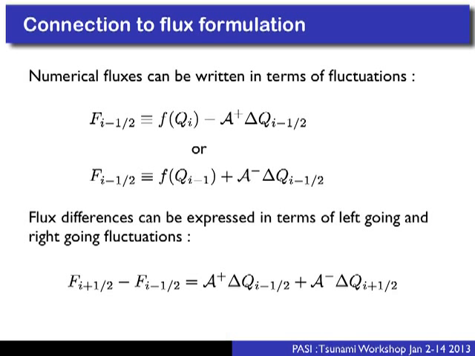So what is the connection to a difference of fluxes? In a finite volume scheme, we difference fluxes. Well, numerical fluxes can be written in terms of fluctuations, so I can write my numerical flux as f at the right state minus this fluctuation, or f at the left state plus the fluctuation. So in the case where we have a conservation law, our difference of fluxes is exactly this expression here. It's just that in our codes, you're going to see this instead of this.